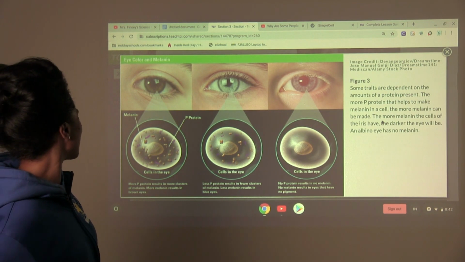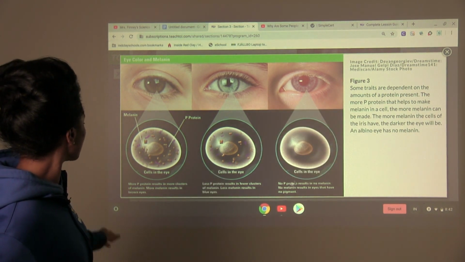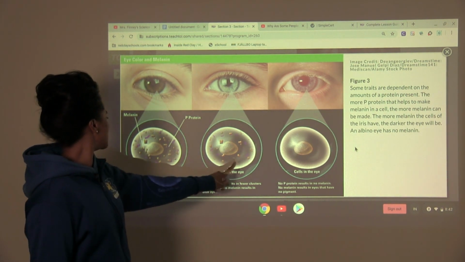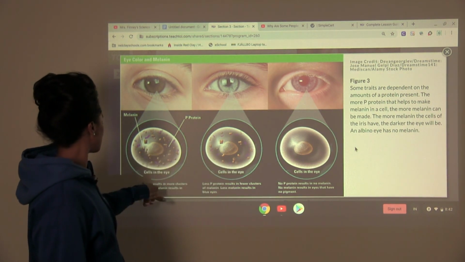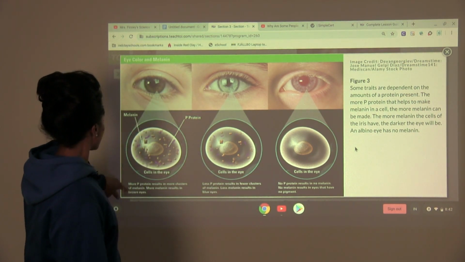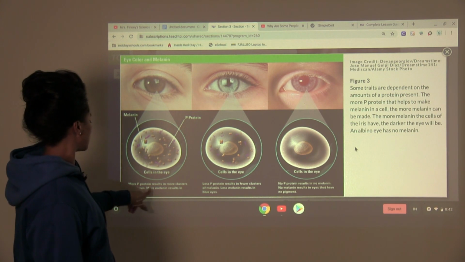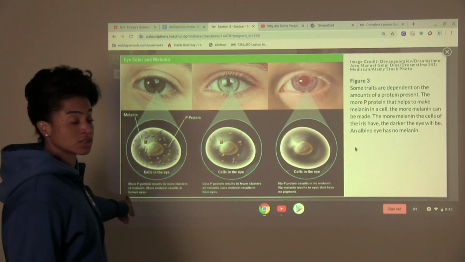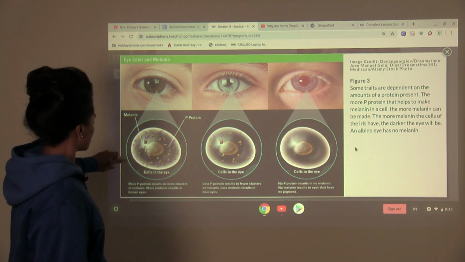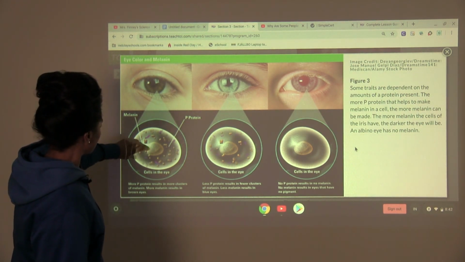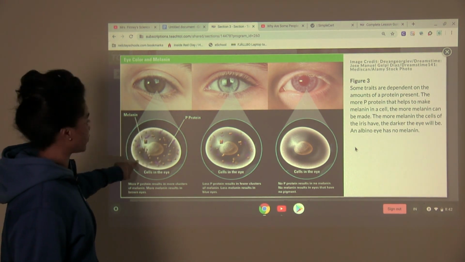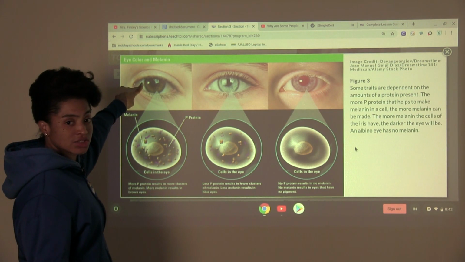Okay. So here in the image, you'll notice how the melanin amount is different. The P protein is different in each one of these different eyes. Okay? So right here it says more P protein results in more clusters of melanin. More melanin results in brown eyes. So you see right here, you have the melanin and you have the P protein. There's a lot going on in this one, right? Because the eye color is darker.